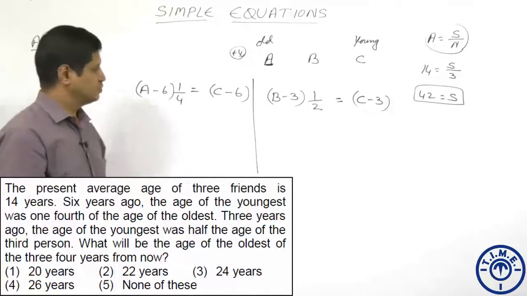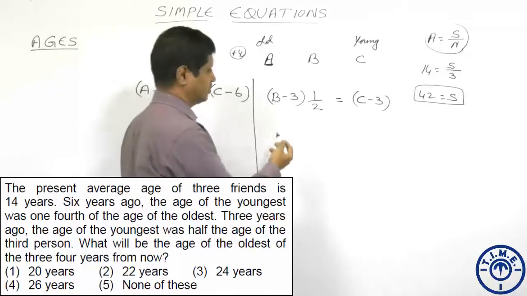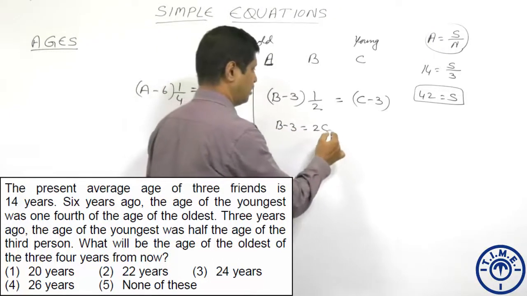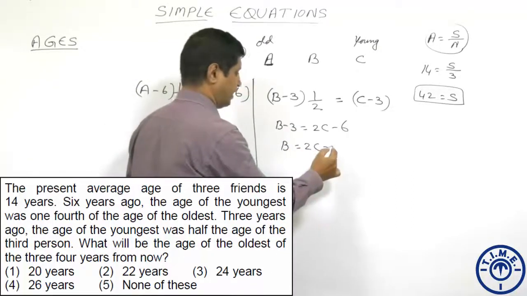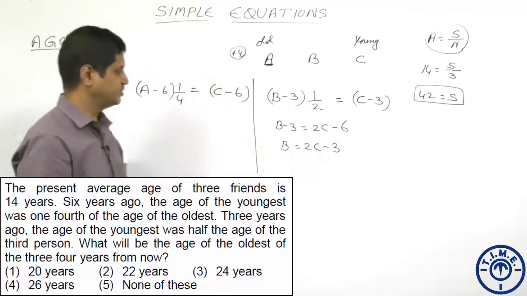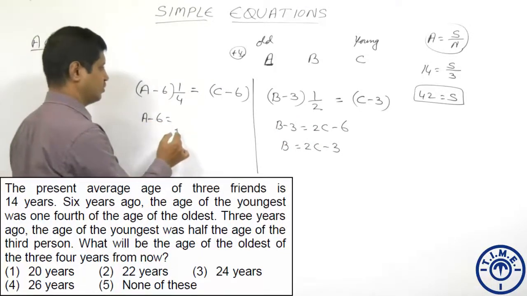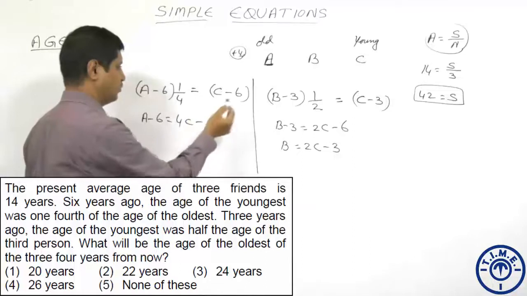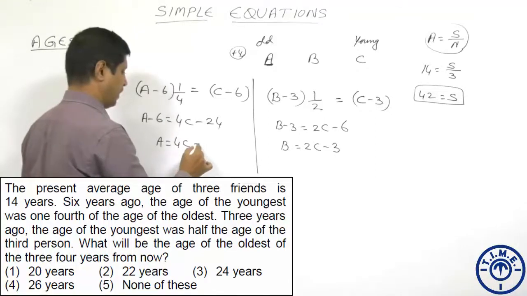Simplify these two results to get the value of A. Now, what is the A value? Solving this, B minus 3 is equal to 2C minus 6. The value of B is 2C minus 6 plus 3, so the result is 2C minus 3. What about the first condition? A minus 6 is equal to 4 times C minus 6, which means 4 into C, and 4 into 6. The value of A is 4C minus 18.